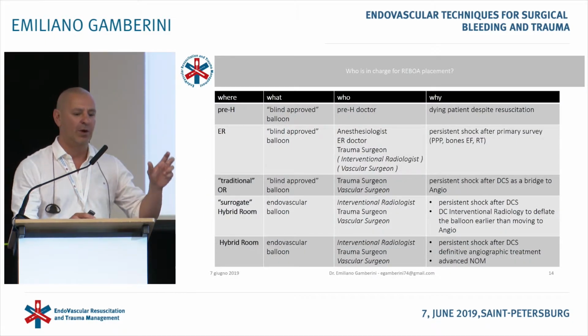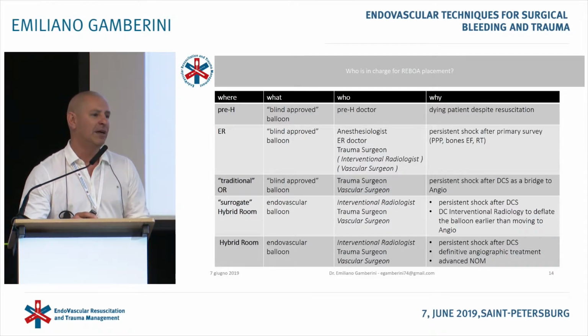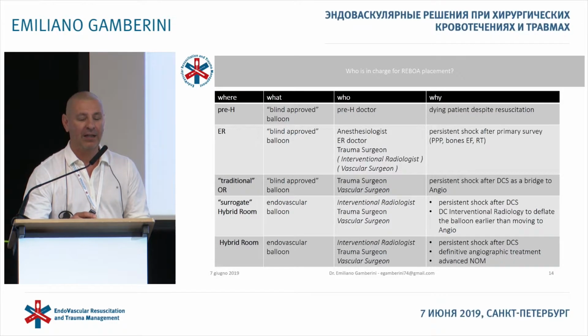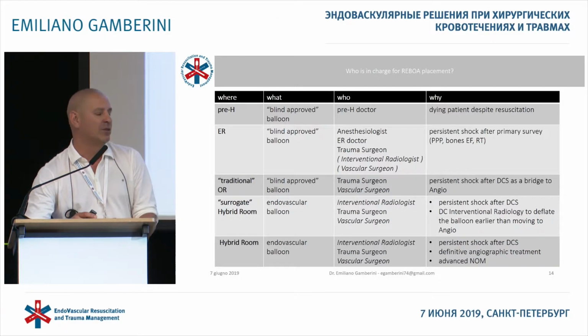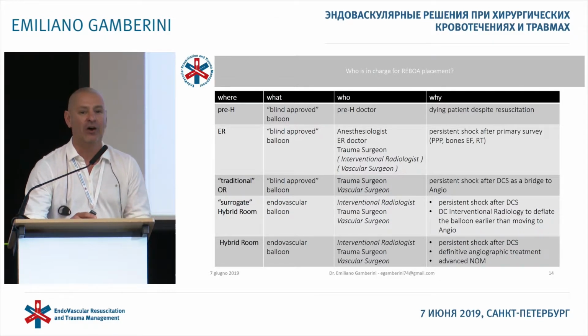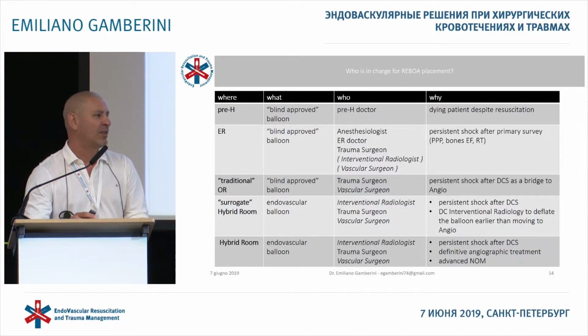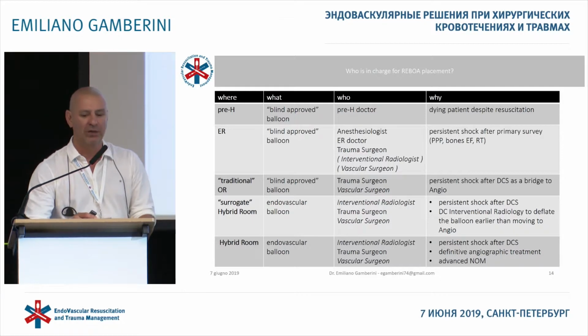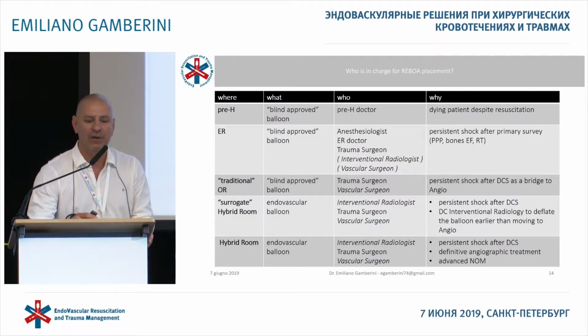So, what we do and when. I think that in the pre-hospital setting, we need to use only balloons which are approved for blind positioning, and obviously the only doctor available will do it, in a dying patient on the way to the hospital. I think that in the emergency room, again without fluoroscopy, we need to use only blind-approved balloons, and every member of the trauma team, if correctly trained, could do it.